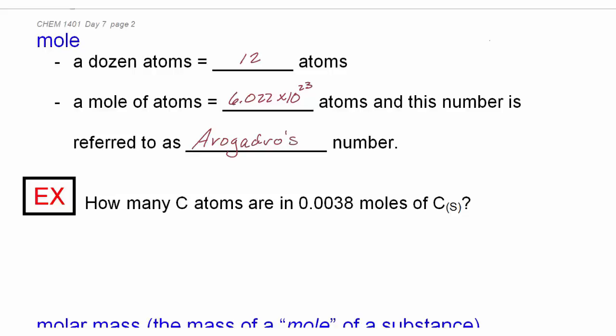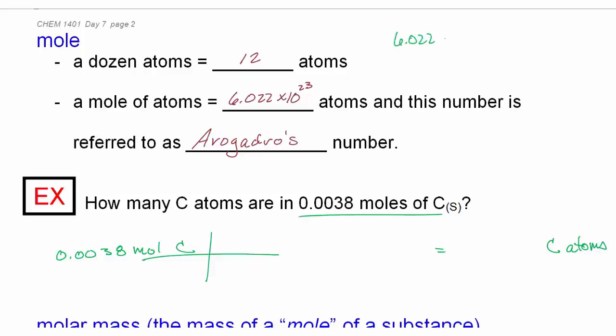So how many carbon atoms are in 0.0038 moles of carbon solid? So we need to convert 0.0038 moles of carbon all the way to carbon atoms. Okay, so the conversion factor we need is moles of carbon to carbon atoms. Well, Avogadro's number. We know that 6.022 times 10 to the 23rd of anything, carbon atoms, would be a mole of that thing.